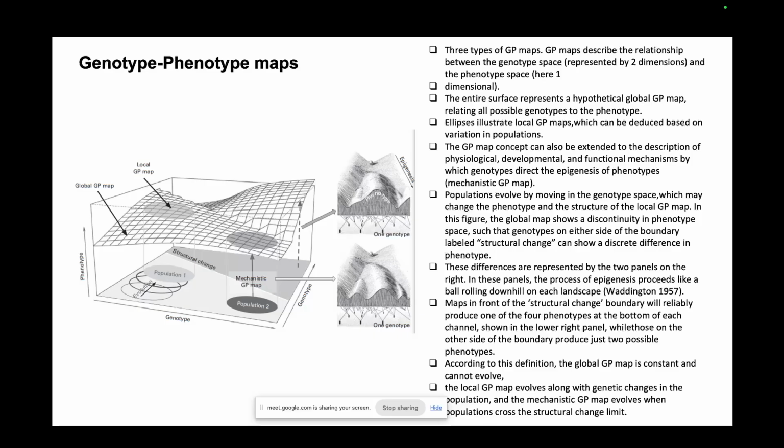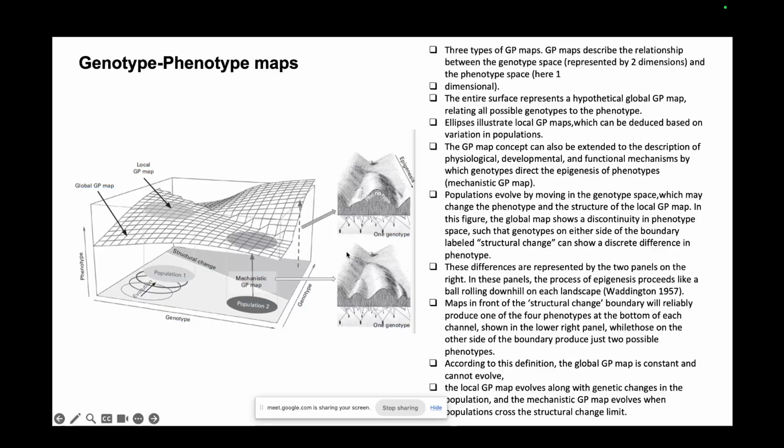And yeah, if you see in this figure, the global map shows a discontinuity in phenotype space, where the genotypes on the other side of the boundary are labeled as structural change. And they can show discrete differences between the individual phenotypes. And these differences are represented by the two panels on the right.